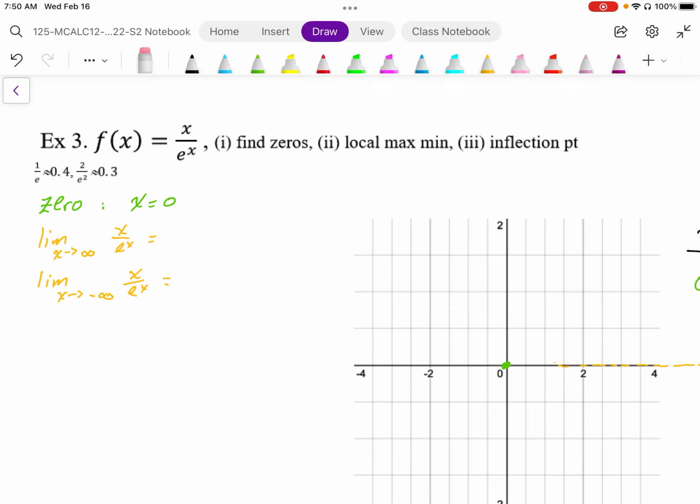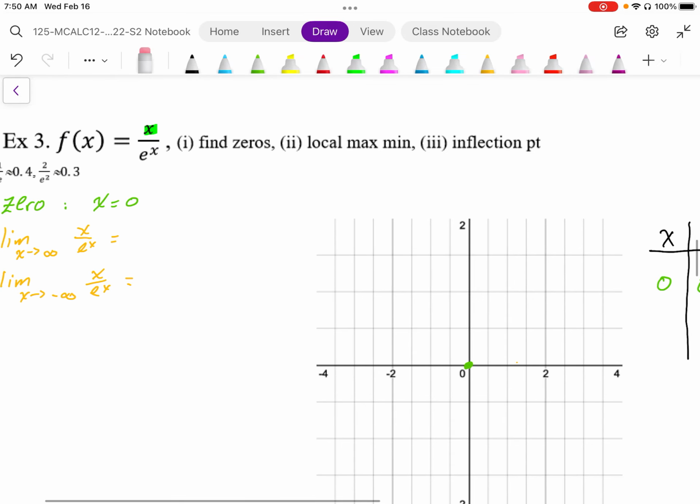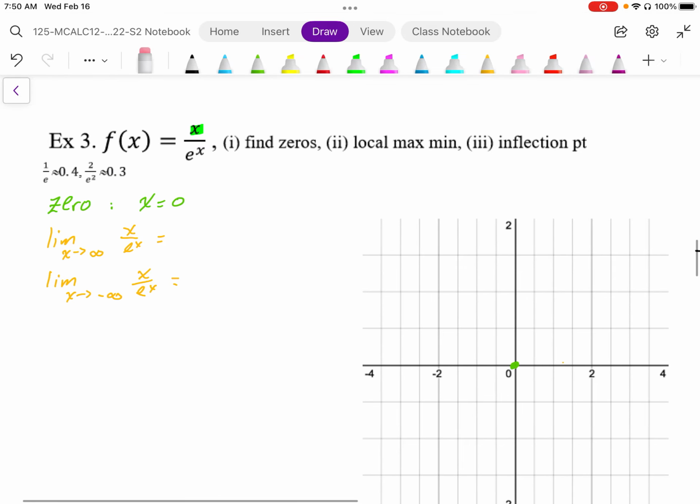In this rational function, we're trying to find zeros, local minima and maxima, and inflection points. So the first thing we'll do is look for zeros. We look for zeros in the numerator, where the numerator is equal to 0, and we find that x is equal to 0. So that's going to be our first point. In fact, I'm going to put that into our table of values here, and we can plot that point at 0, 0.